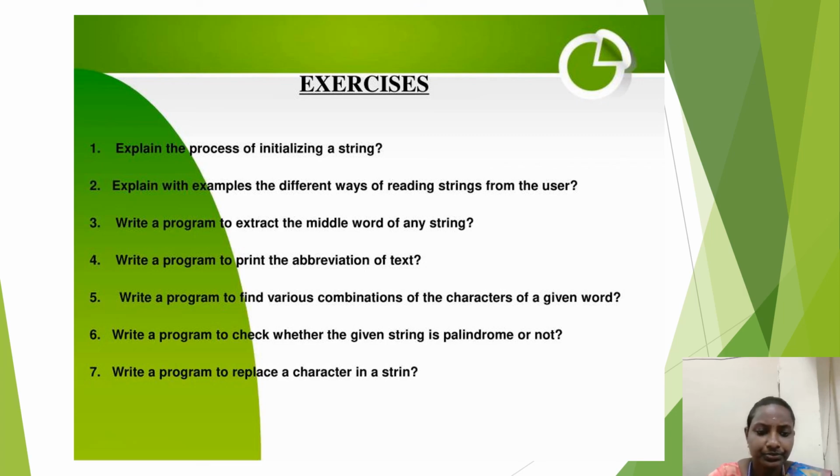The next one, check whether the given string is a palindrome or not. So, a palindrome program. And the next one is a program to replace a character in a string. Within a string we will have more than one character, and among those characters we have to replace one character with another. For example, if we have ABCD in a string, and we have to replace B with A, then finally we will get AACD.